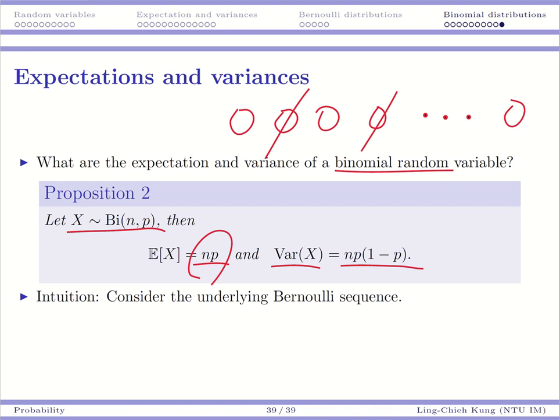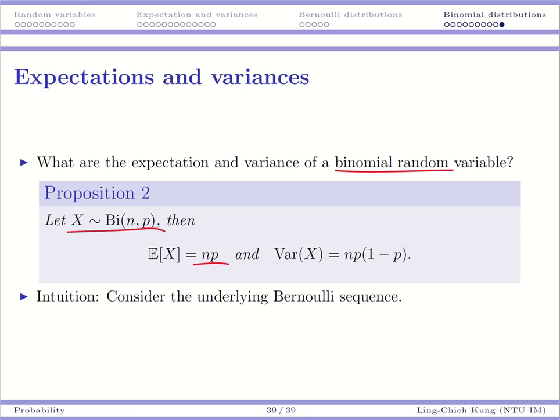Variance is n times P times 1 minus P. So we probably don't have a very intuitive way to explain this. But if you think about P times 1 minus P, you realize that this has something to do with Bernoulli sequence, right? For a Bernoulli trial, our variance is P times 1 minus P. Now we have n independent Bernoulli trials.